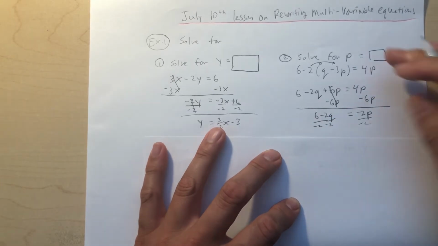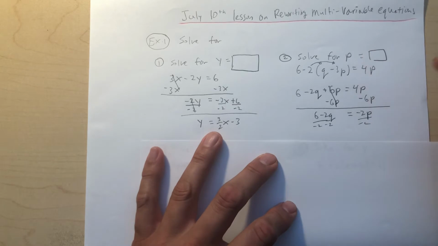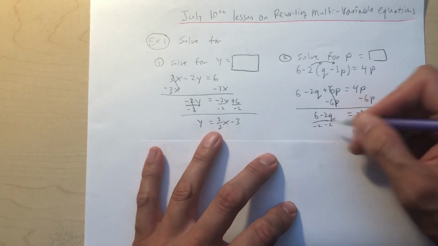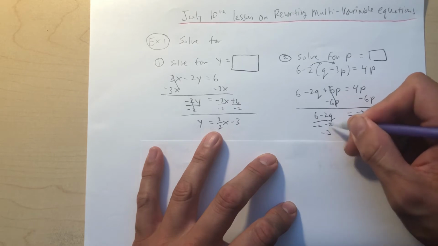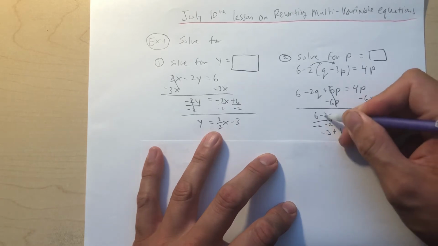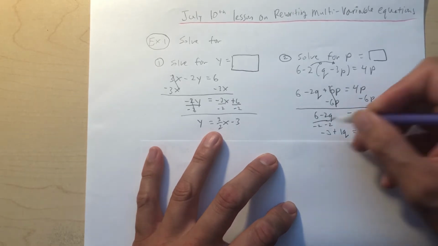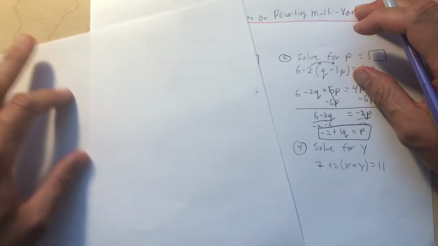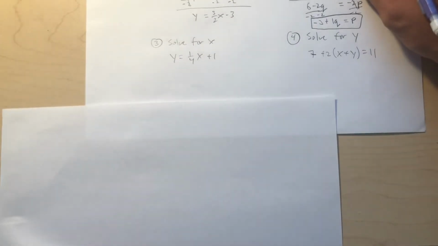Everything, all right? I'm running out of room, so I'm just going to write down the answer right here. This one here will give me negative 3. This will give me positive 1q, because negative divided by negative is positive. And that is my answer right there. All right, let's move on to number 3.